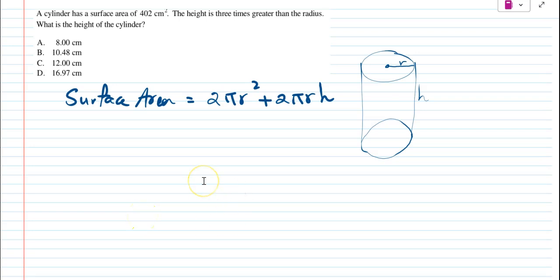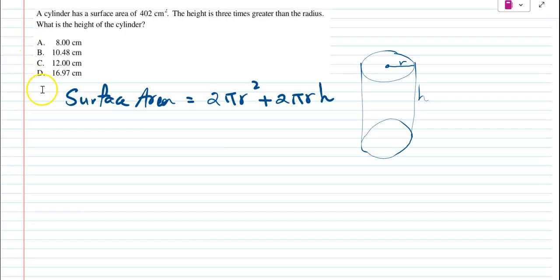Today we're going to deal with geometry, and specifically we're going to talk about a cylinder, and this is the question. Let's go through that. We have a cylinder that has a surface area of 402 centimeters squared. The height is 3 times greater than the radius. What is the height of the cylinder?